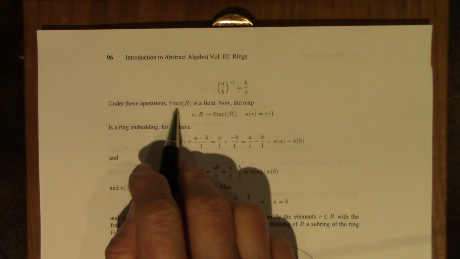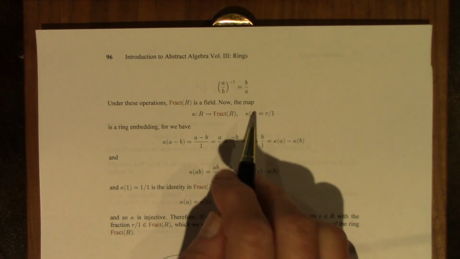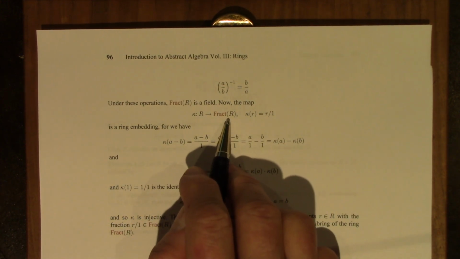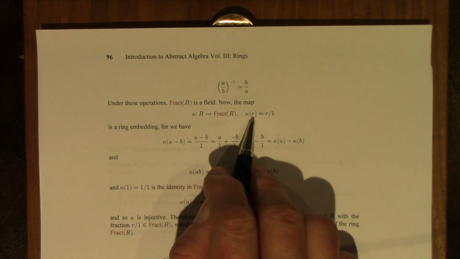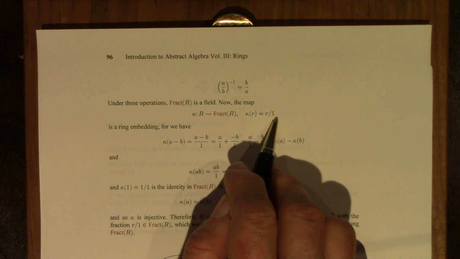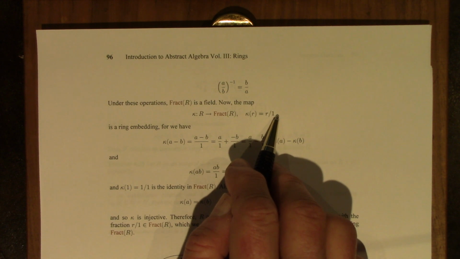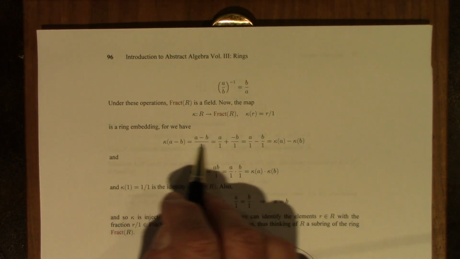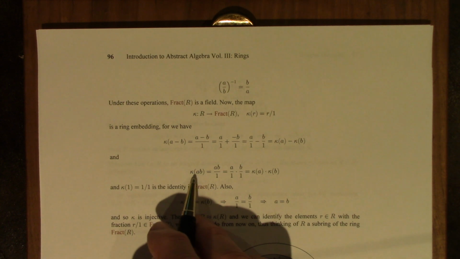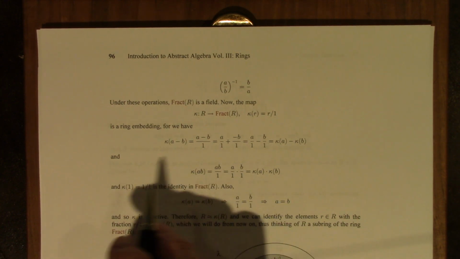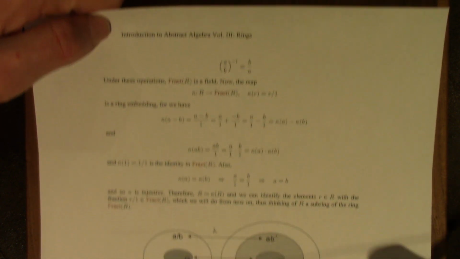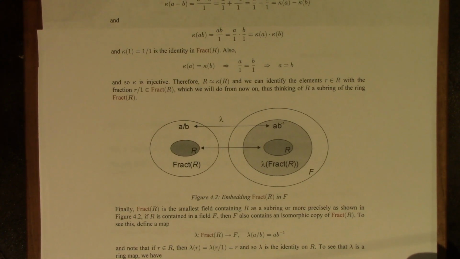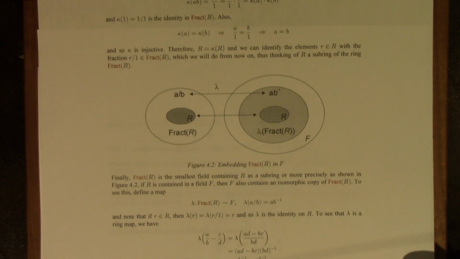Under these operations, fract R is a field. Now, the map sending R to fract R that sends little r to little r over 1 is a ring embedding. Here is the preservation of subtraction, preservation of multiplication, preservation of the identity. I'm not going to go through those because it's something I think you should do as good practice.